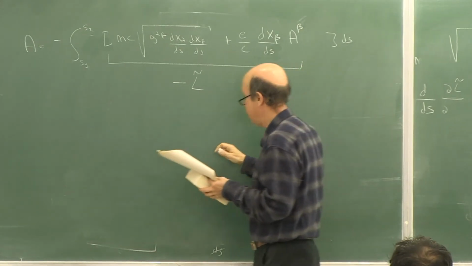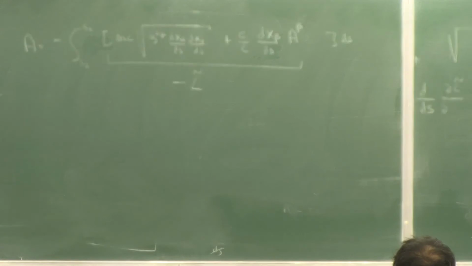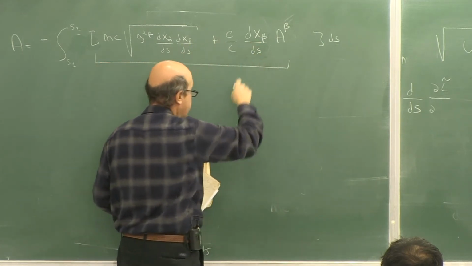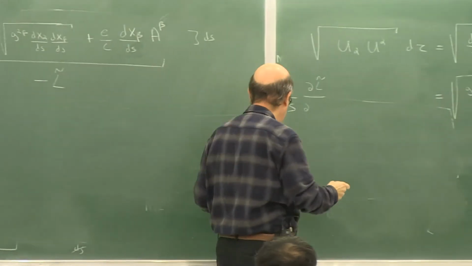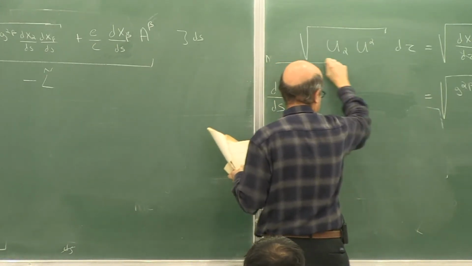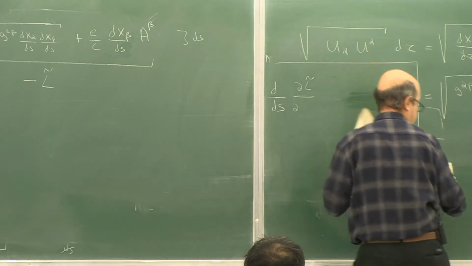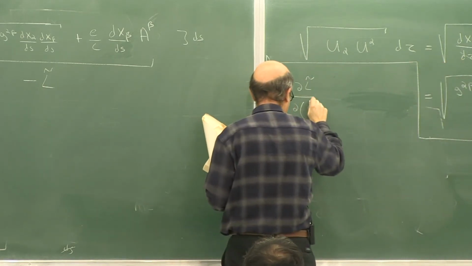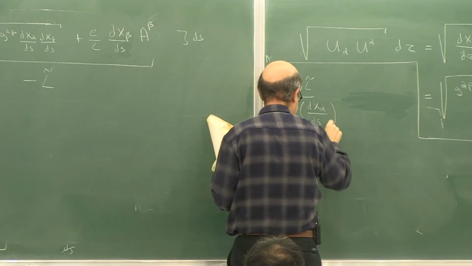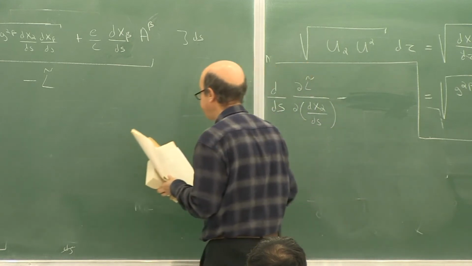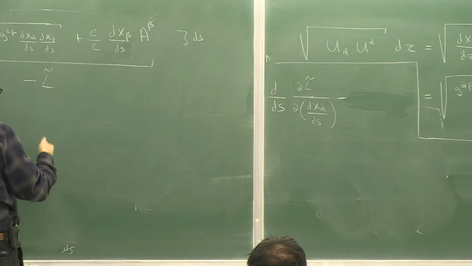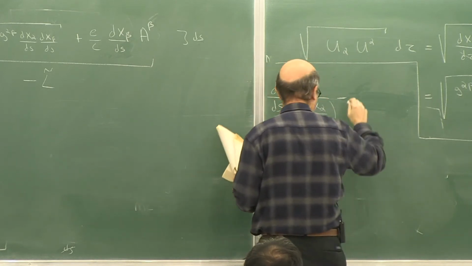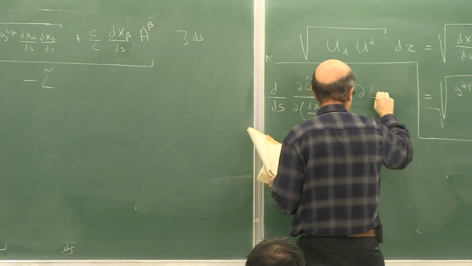What are the velocities? dx alpha over ds, dx beta over ds are the velocities. So we have to take the derivative of the Lagrangian with respect to the velocities seen there. So let me erase this part, and that is d over d(dx alpha over ds) minus the derivative of the Lagrangian with respect to the coordinates, del Lagrangian over del x alpha.